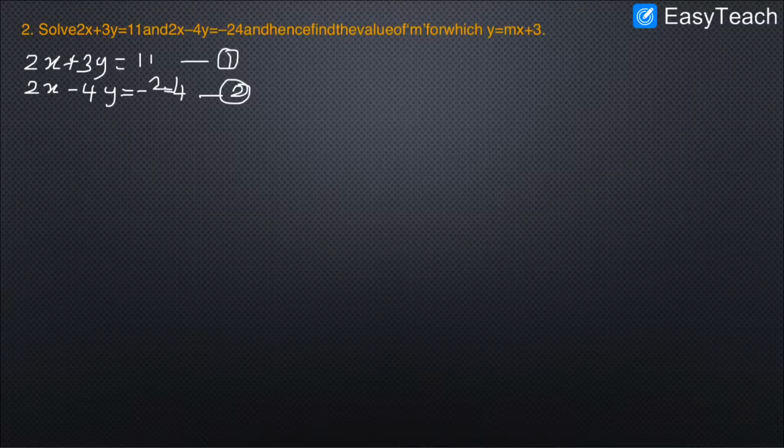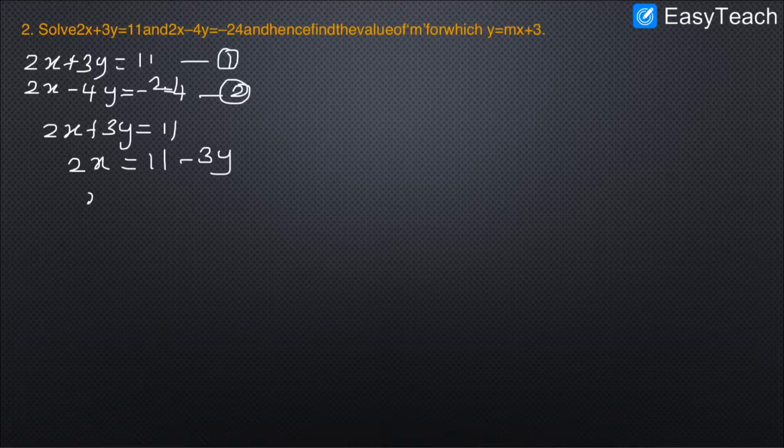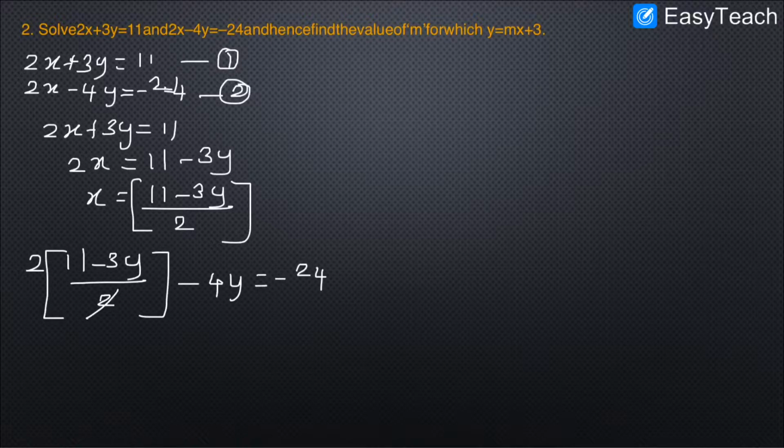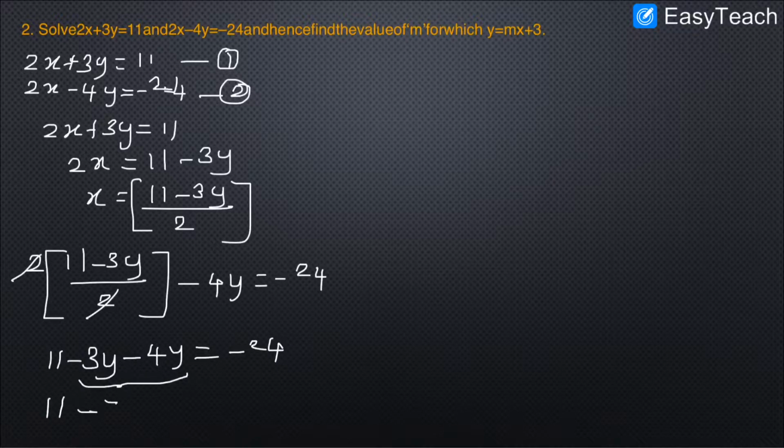I write two equations. From the first equation I am going to derive any one value. So I am going to derive the x value. So x equals 11 minus 3y, whole divided by 2. Let's substitute this x value in equation 2. So 2 into, for x, 11 minus 3y whole divided by 2, minus 4y equals minus 24. So we can cut. The remaining is 11 minus 3y minus 4y equals minus 24. 3y minus 4y is minus 7y.